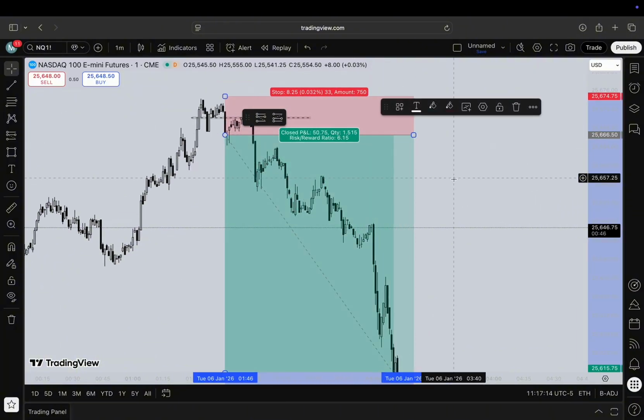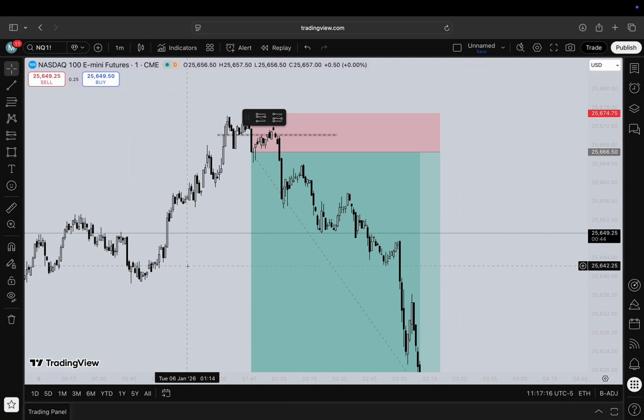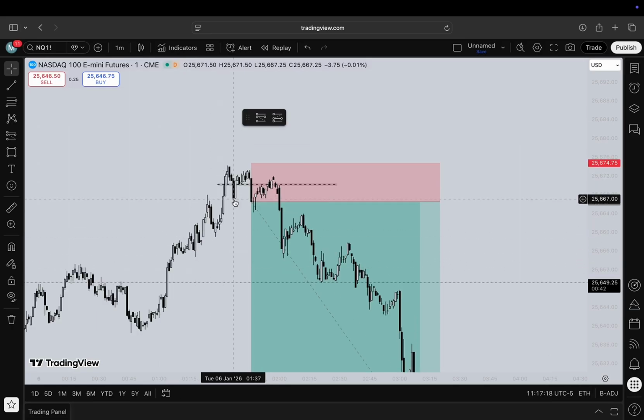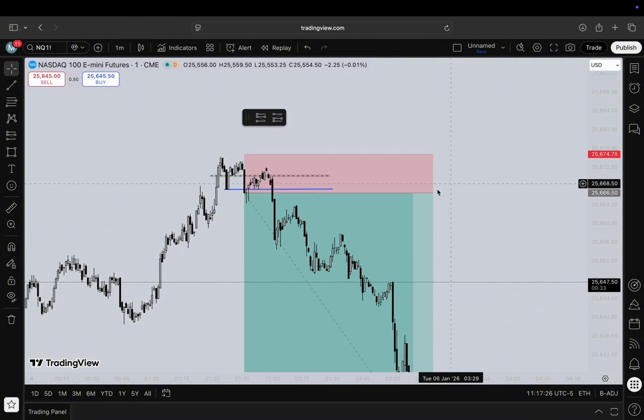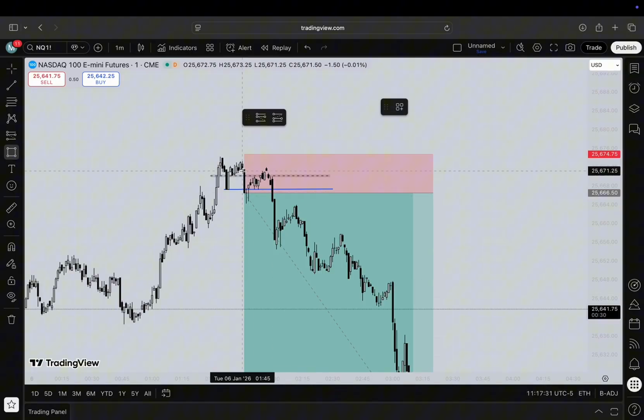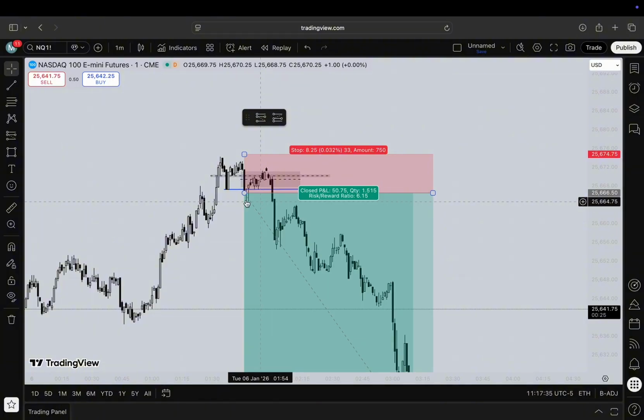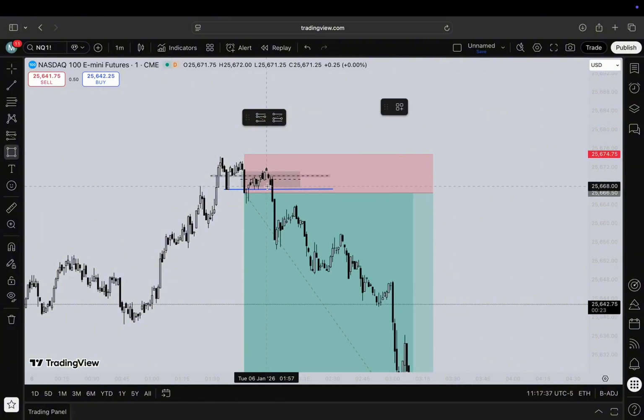What confluences can we pair this with? We have a change in the state of delivery right here. If you want to mark this, we have a change in the state of delivery here. We have bearish fair value gaps forming here. You could take an entry from this bearish fair value gap, and we could take an entry from this bearish fair value gap here.